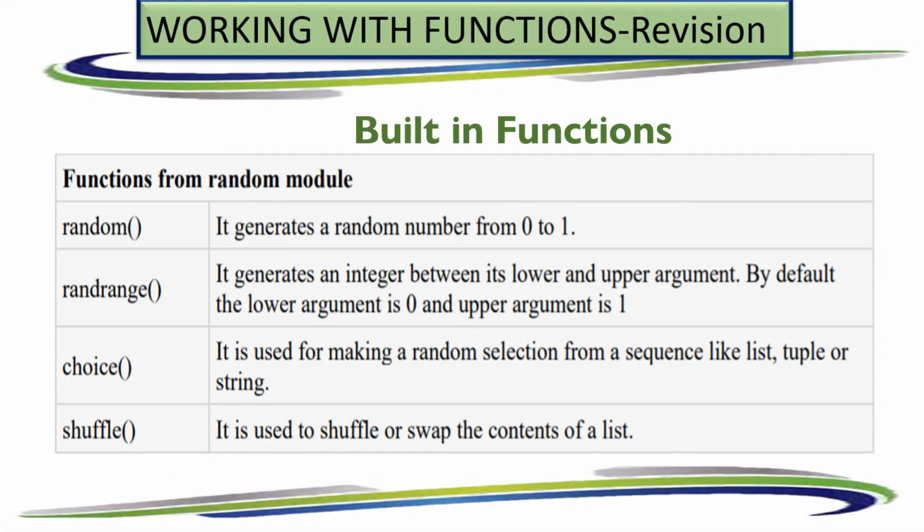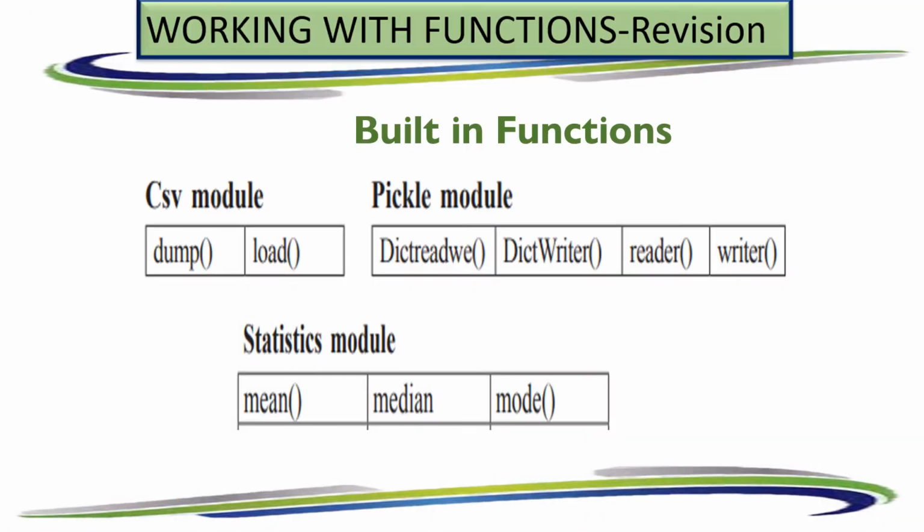And you know the random module, and the random module is having the functions random, randrange, choice, and shuffle. And there are some other modules like the csv module, you use it in files, and the pickle module also you are using in files. Statistics module: mean, median, mode. So these are the common functions we use in 12th standard. There are a lot of other modules and functions. These are just simple examples for the modules and the functions inside them.